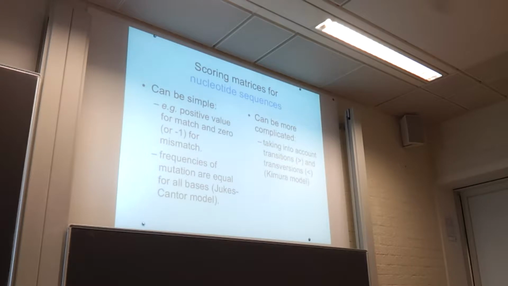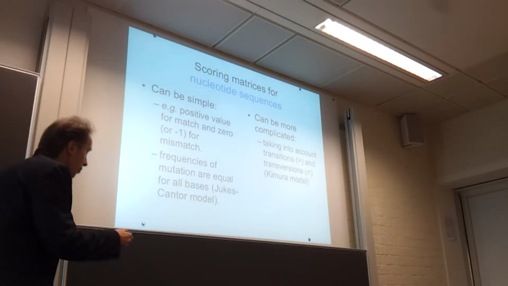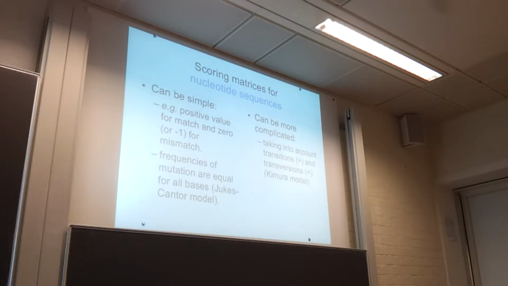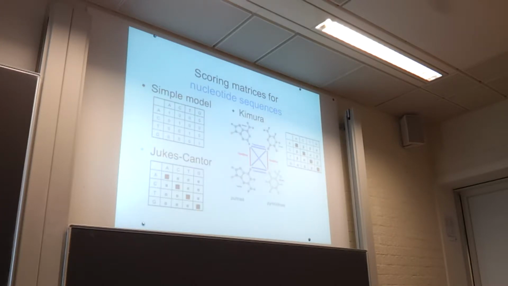Now, matrices for scoring nucleotide sequence alignment. The probability score, the exchange scores, can be simple, as we said, but they can also be more elaborate. You can use the whole set of different evolutionary models that have been worked out, and I will show you 2 of them to get to some sensible values. Here are 2 models. This is the simple model again. This is the identity matrix.